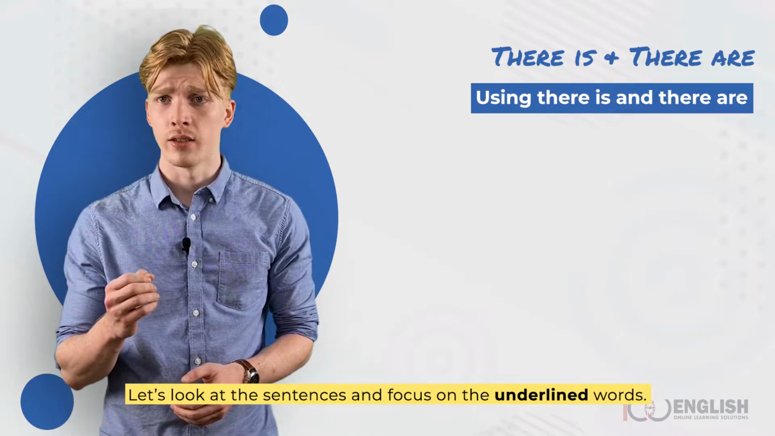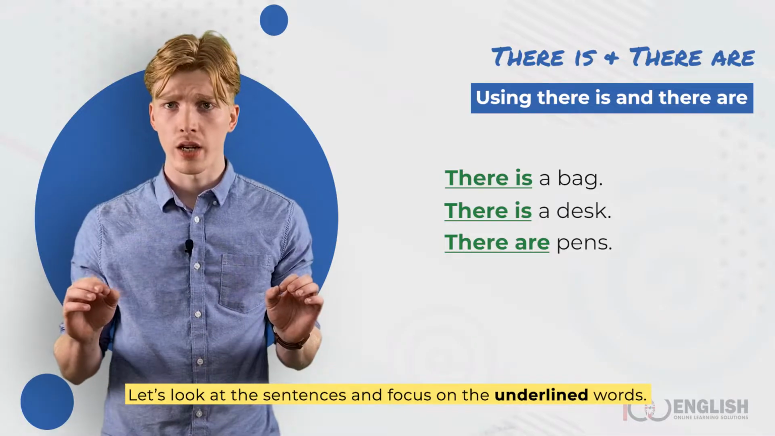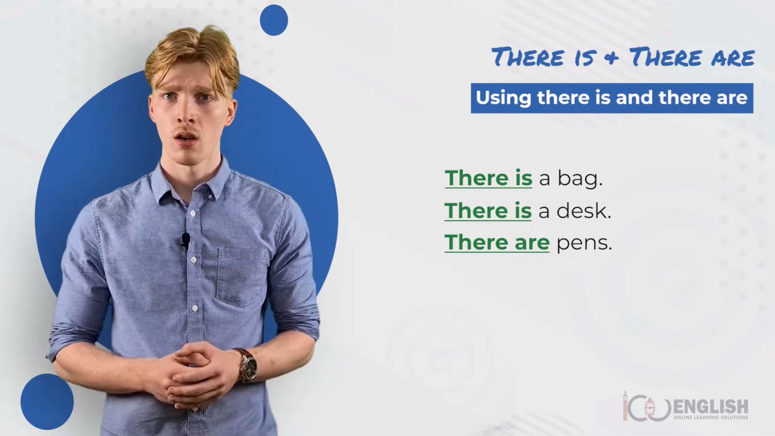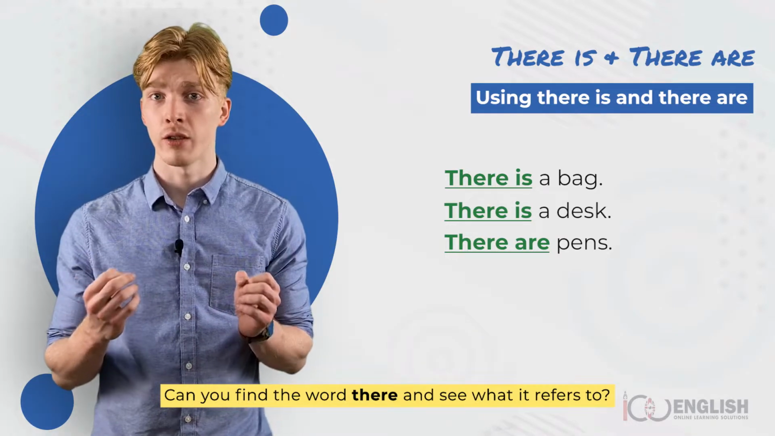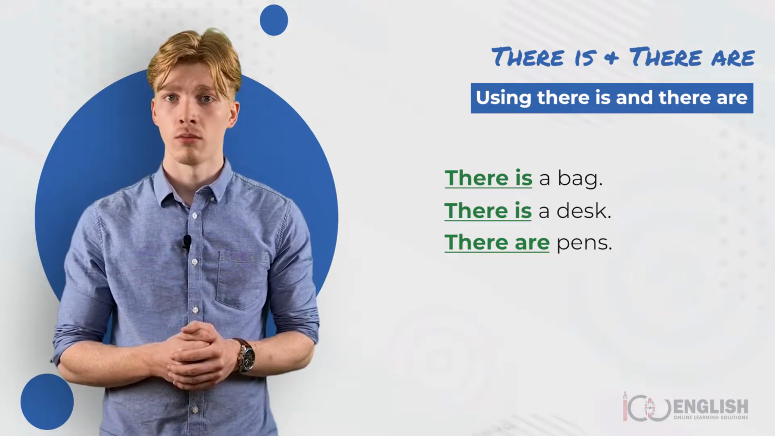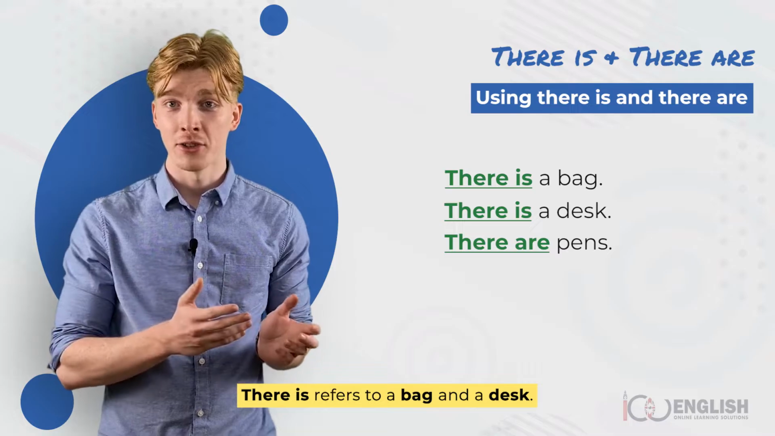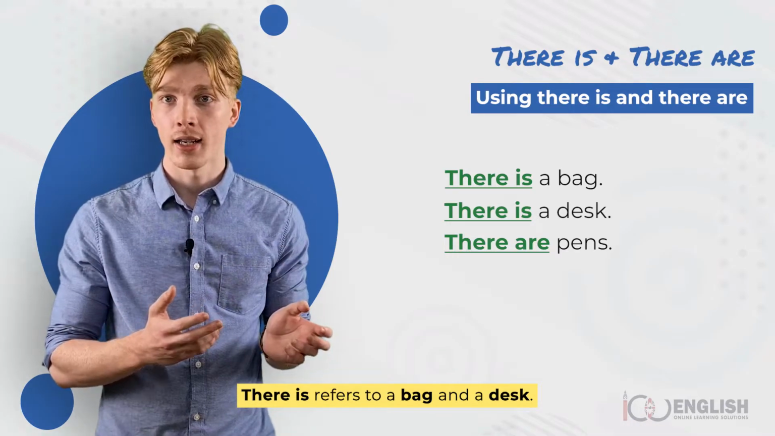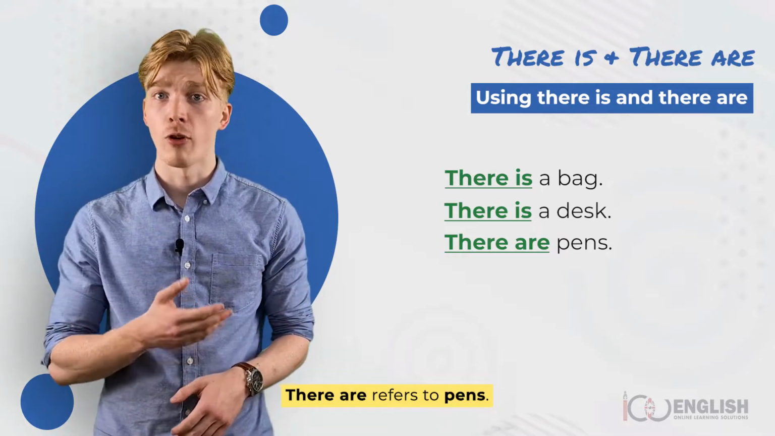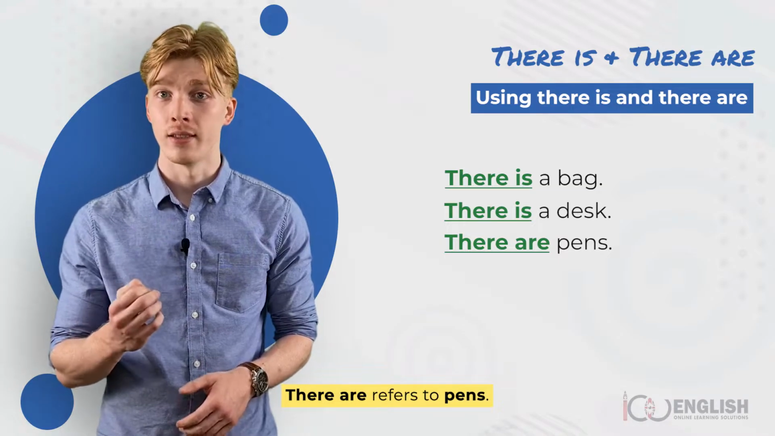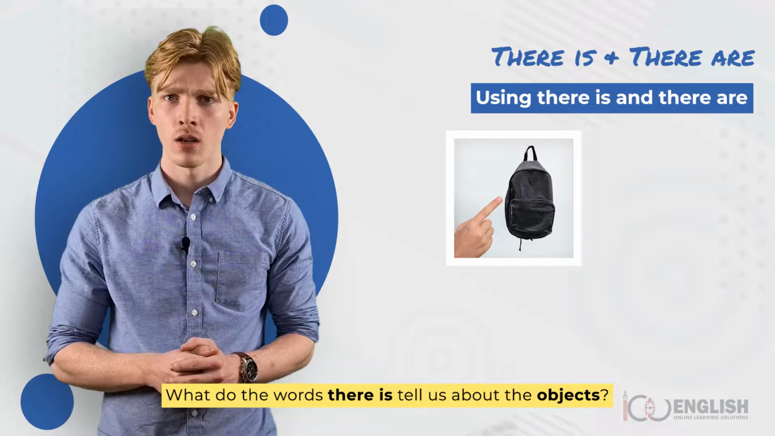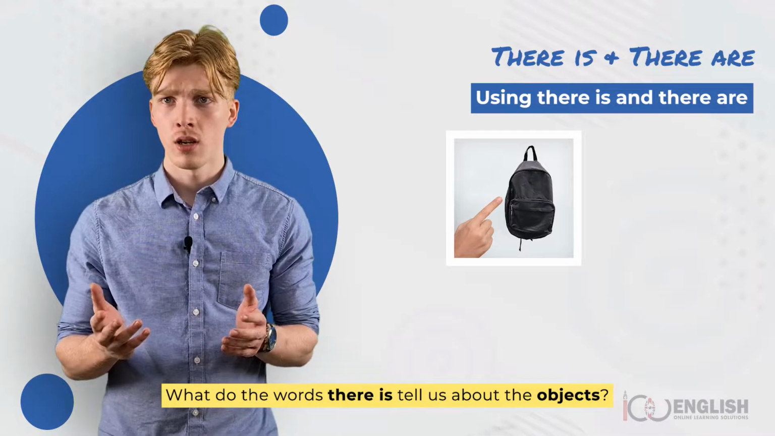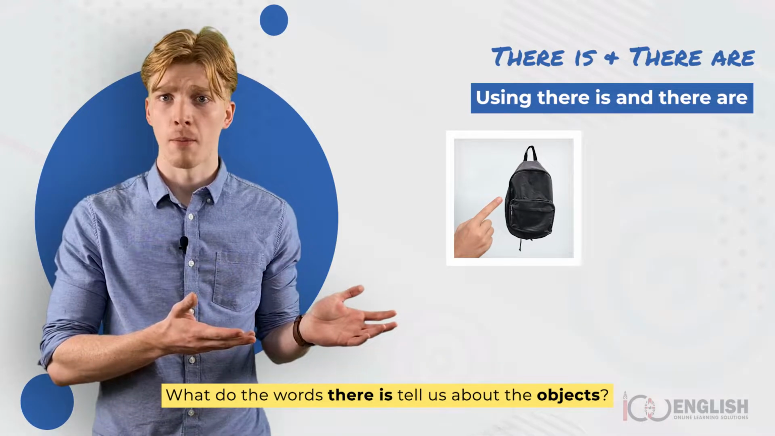Let's look at the sentences and focus on the underlined words. Can you find the word there and see what it refers to? That's right, there is refers to a bag and a desk. There are refers to pens. Let's look carefully at those sentences. What do the words there is tell us about the objects?